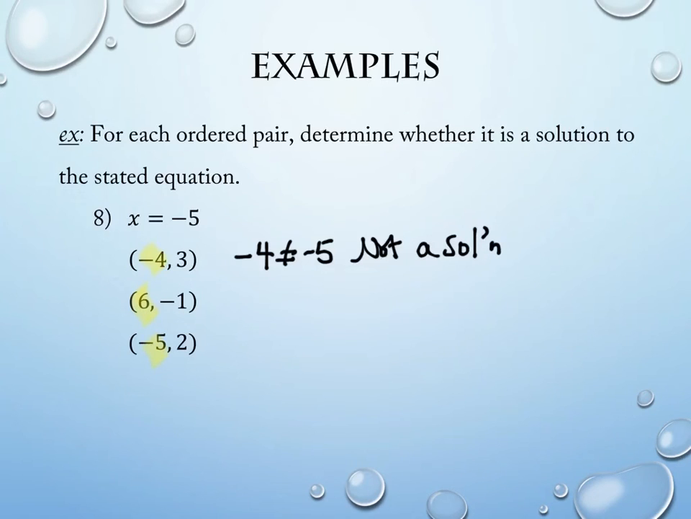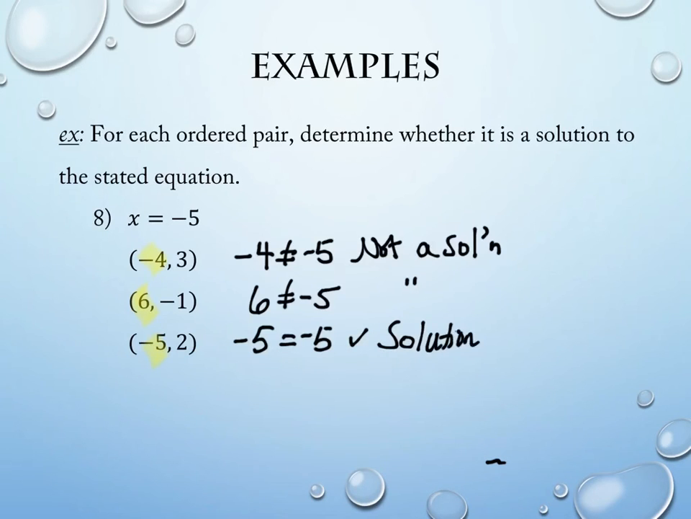The next one is 6, and that clearly does not equal 5, so it's not a solution either. And the last one is -5 equals -5. I realize I left the negative off up here. Let me fix that while we're here. All right, so yes, clearly those are equal. So this one would be considered a solution of the equation. Now, sometimes you'll have just one solution. Sometimes you'll have no solutions. We have all the different kinds of things that might happen. But there is a solution on this particular one.